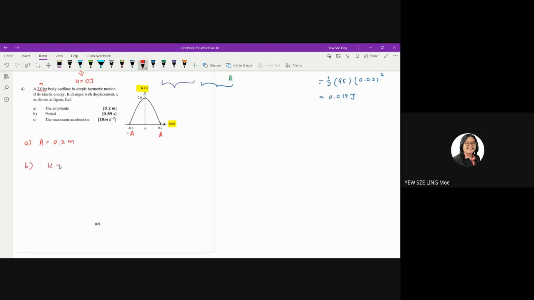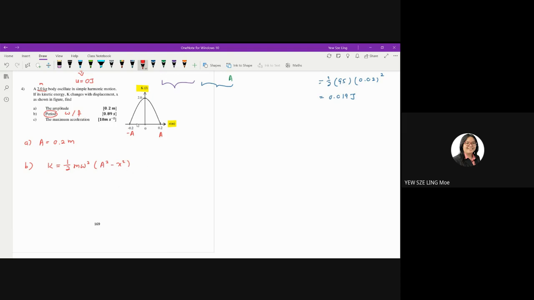Should I use the equation with the spring constant k, or with m omega squared? Obviously m omega squared, because in order to calculate the period, I need either omega or frequency. So I'm going to use the equation with omega. K equals 1/2 m omega squared (A squared minus x squared). This is the equation that we have right now.